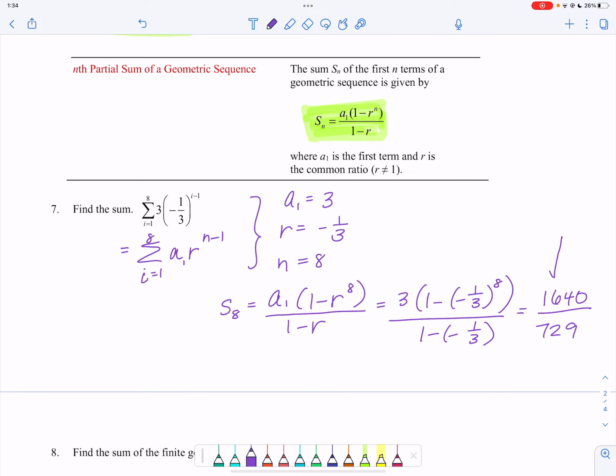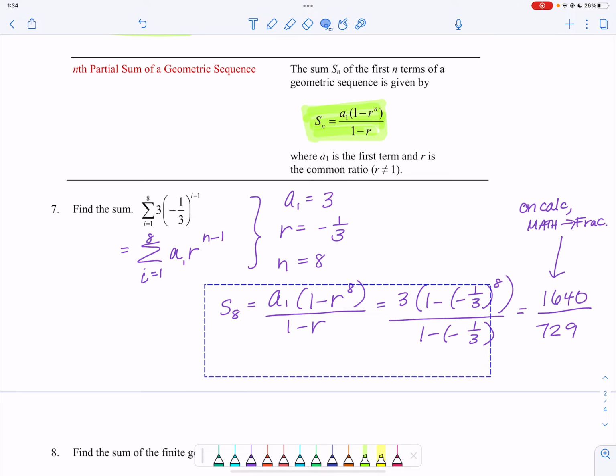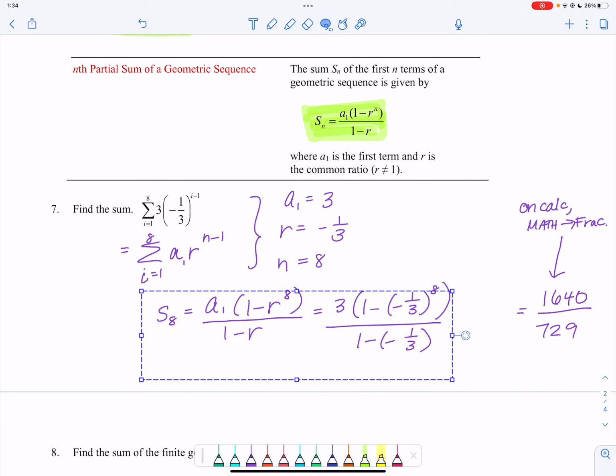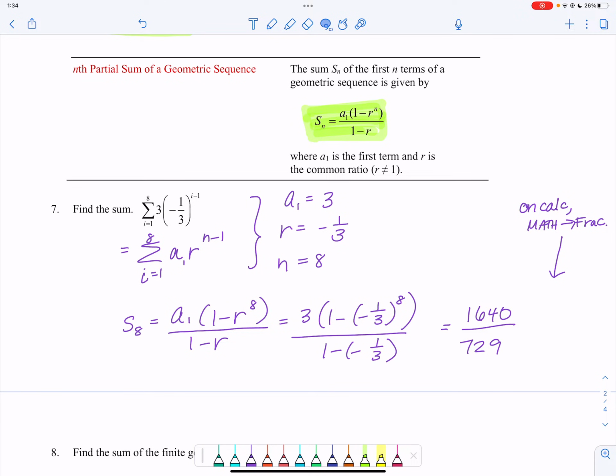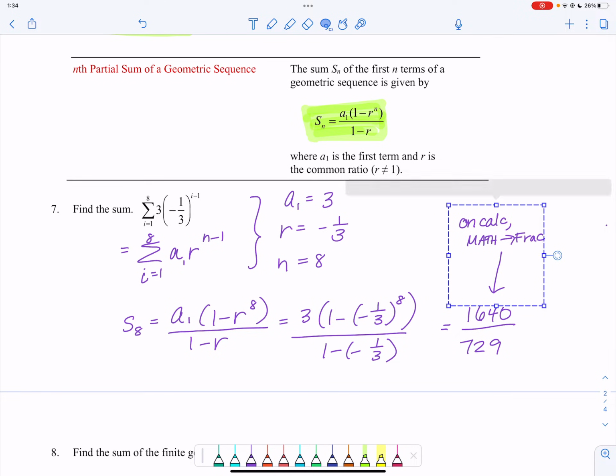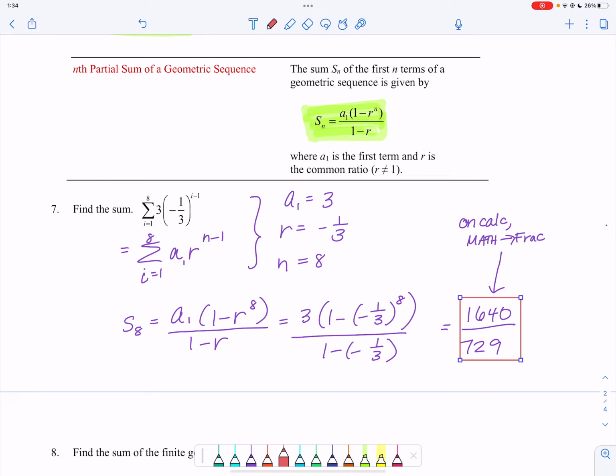So make sure on your calculator you use math frac to get this fraction, okay? That's really important. I'm going to bring this over. And that's what we have. That is the sum of the first 8 terms, s sub 8.